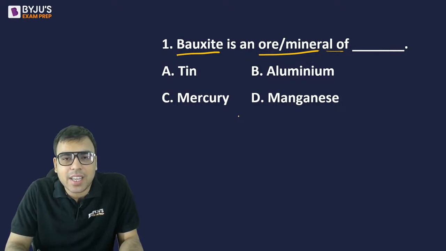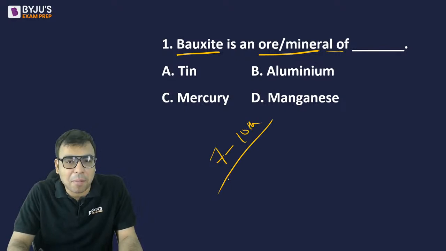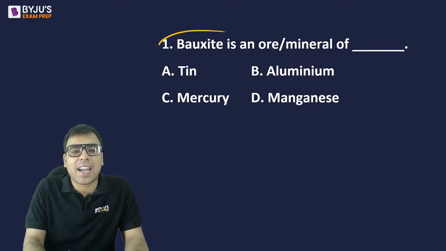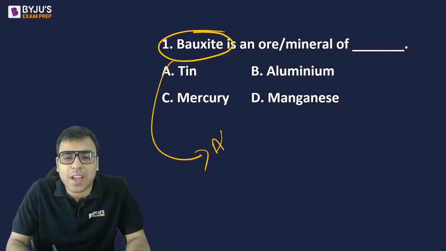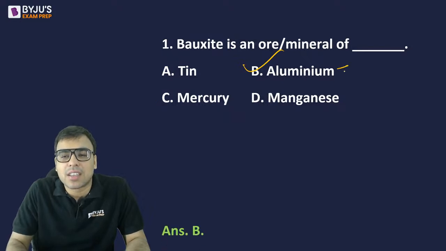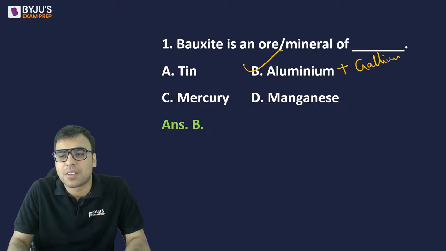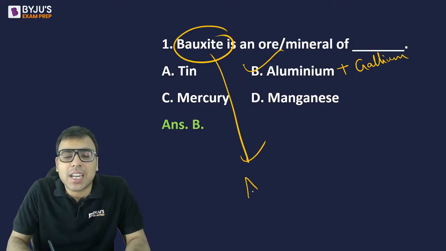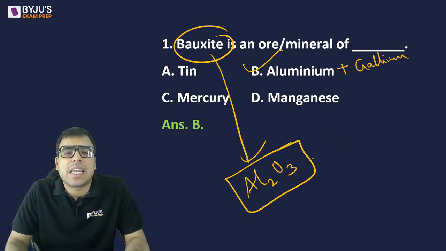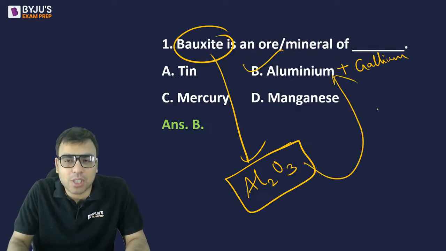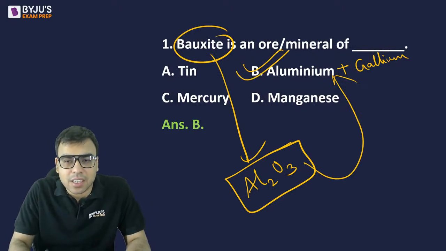So bauxite, this is taught in your school days from 7th to 10th. If you have studied chemistry properly, you could have easily answered it. And in which region will you find it? So bauxite is basically an ore of aluminum and, to some extent, gallium as well. Actually it is Al2O3, aluminum oxide in impure form, and aluminum is extracted from there. B is the right answer to this question.